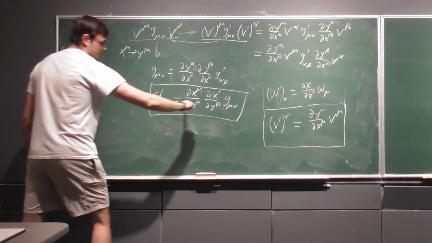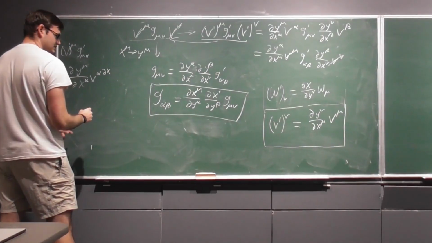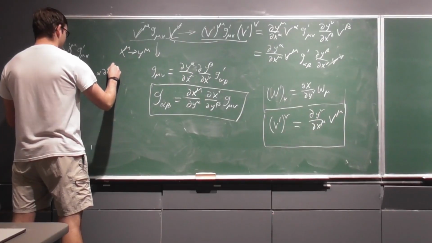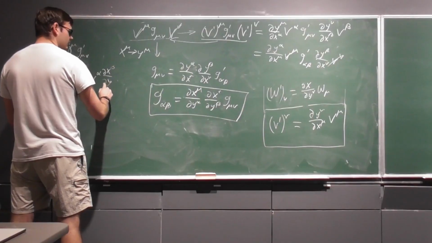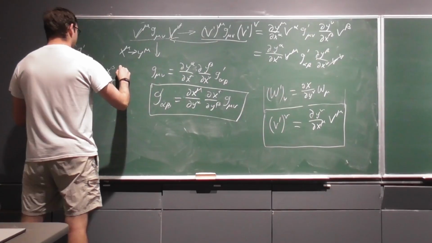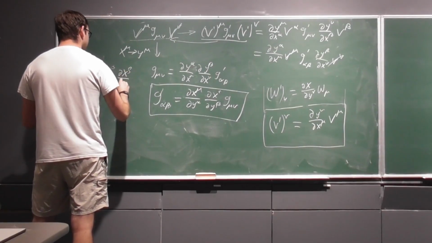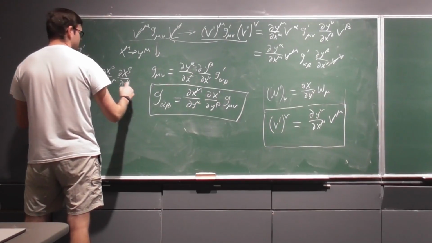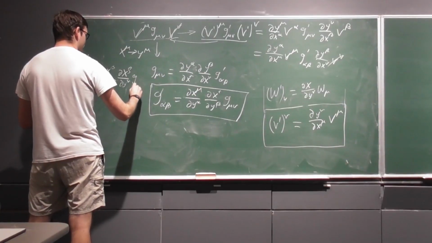The g transforms like this, big, long, messy. I just need to be careful with my notation. So I'm going to call this beta, and this is going to be the same, so that's going to be mu. And then I'm going to call this rho, dx rho, dy nu, because it's the same as this index. And then we get our g beta rho.